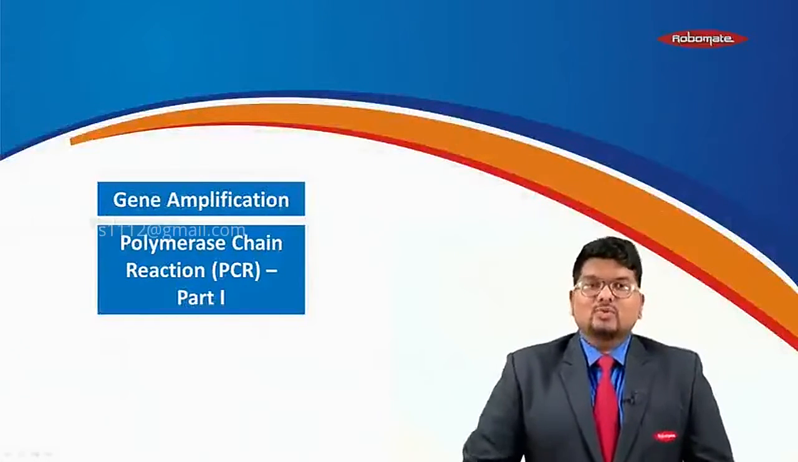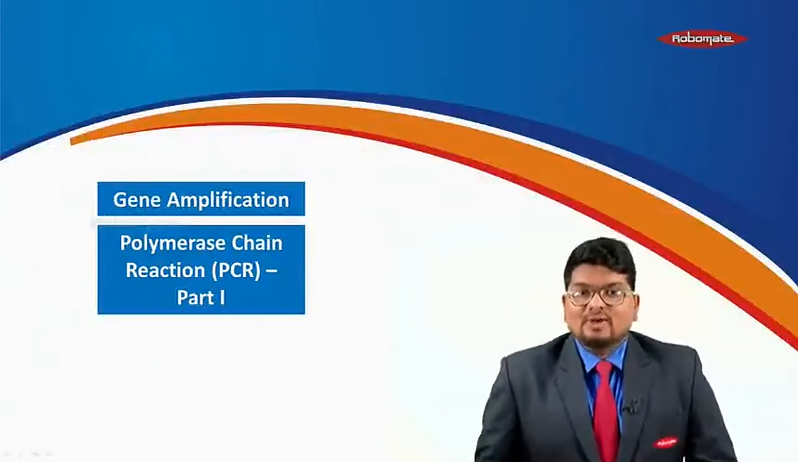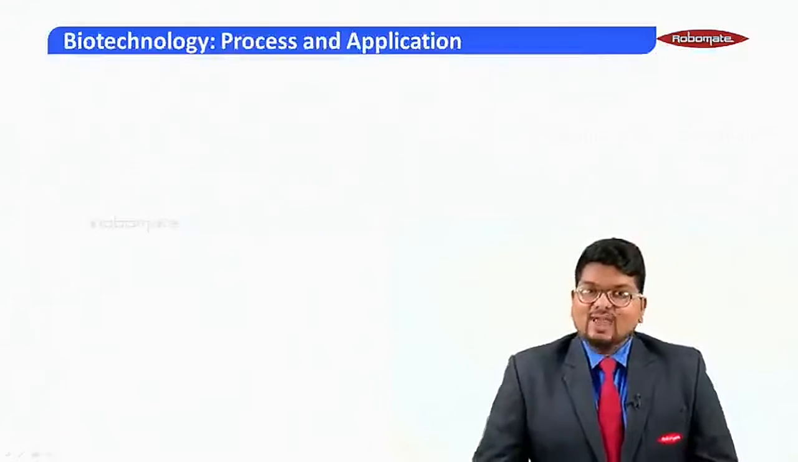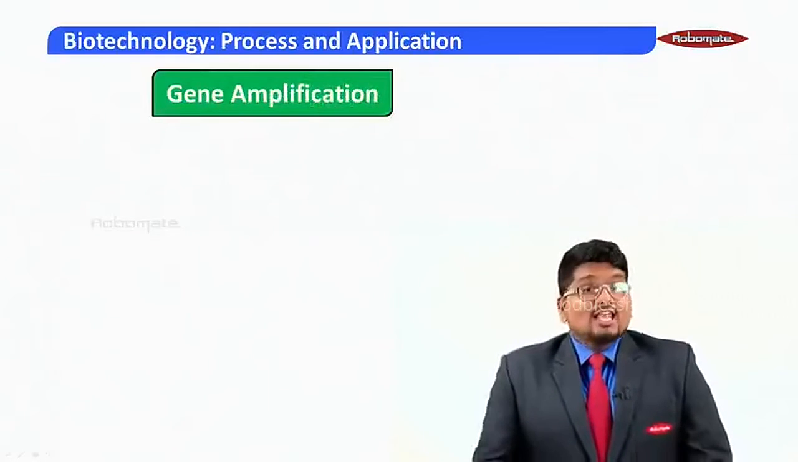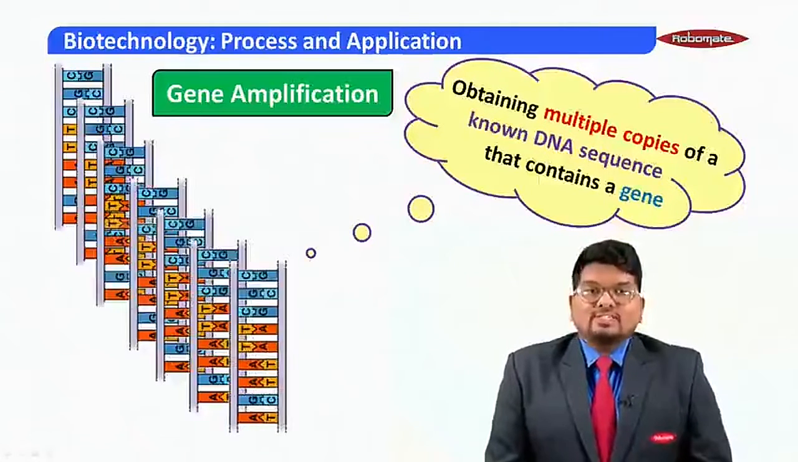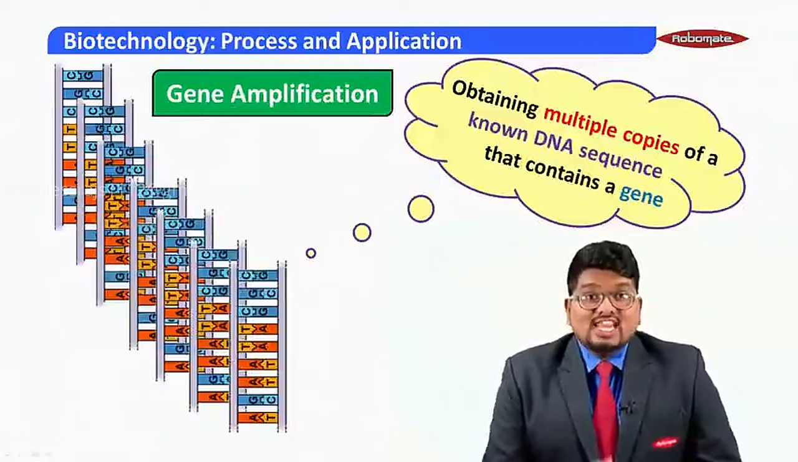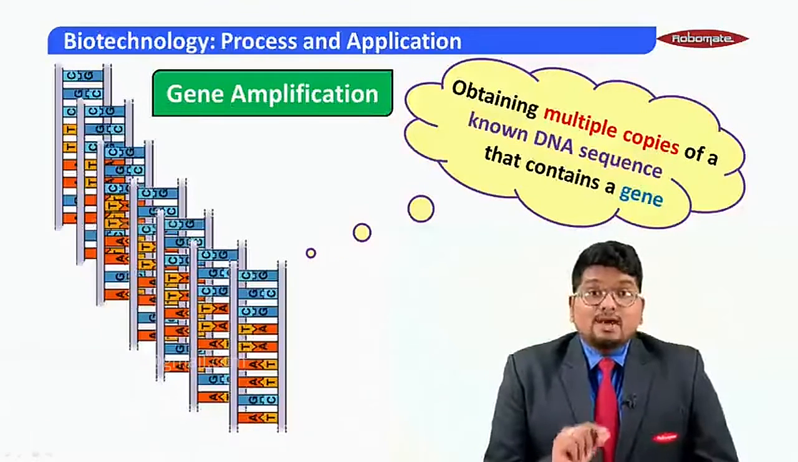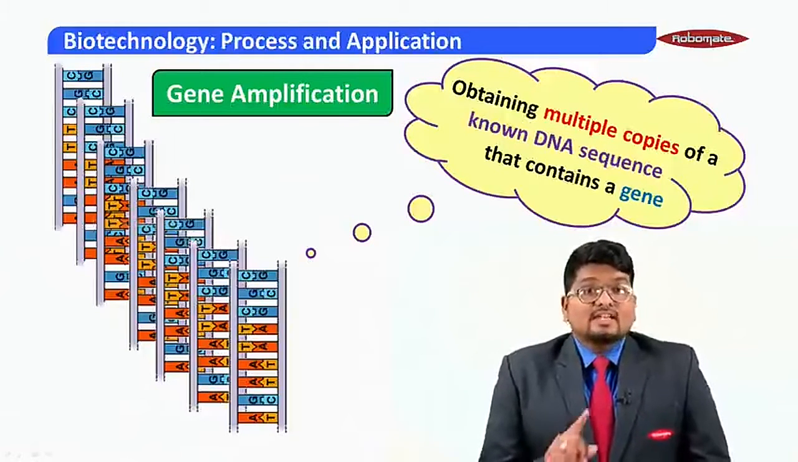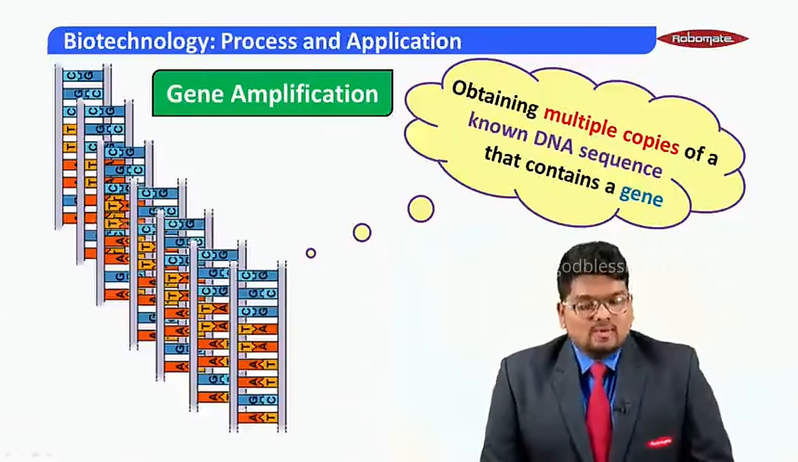And in this module, we shall be studying gene amplification and the first part of polymerase chain reaction or PCR. Now let us move ahead and take a look at what is gene amplification. Gene amplification is the process of obtaining multiple copies of a known DNA sequence that contains a gene. So in gene amplification, we obtain multiple copies of a DNA sequence. So that becomes the definition of gene amplification. Remember that very well, students.